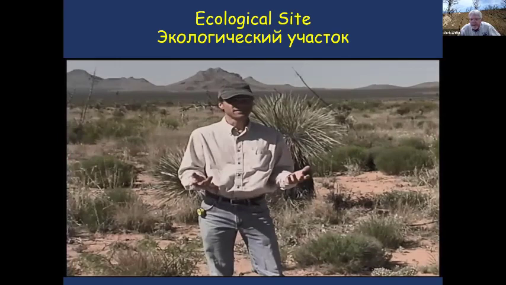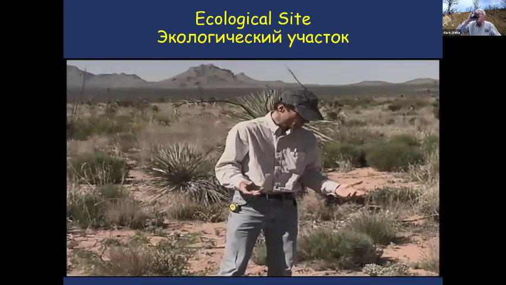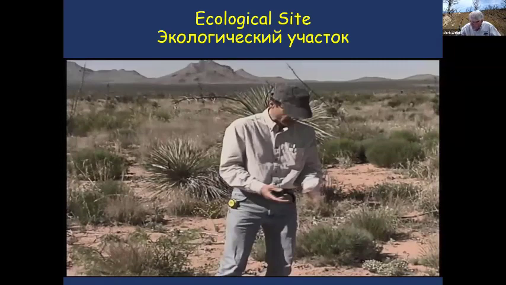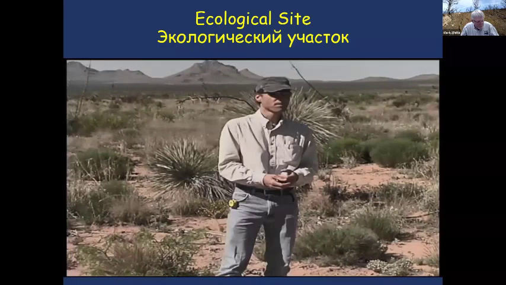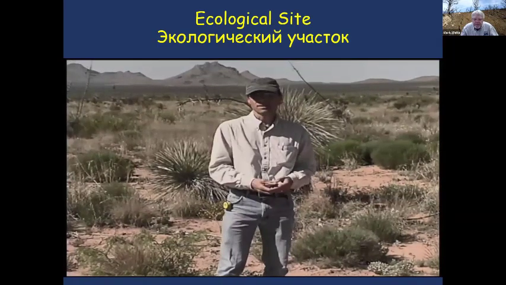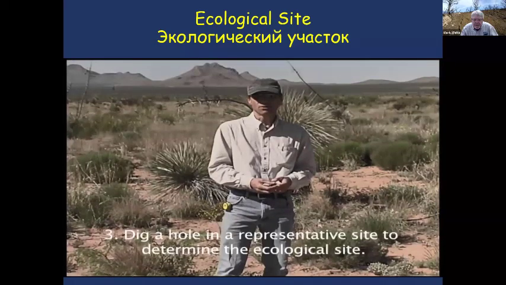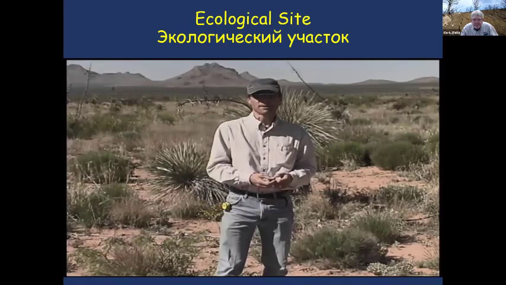Well, I won't know until I dig the hole. But looking at the soil surface, it all looks pretty sandy. This looks like we're a little bit lower in here, maybe a little bit more clay in the soil, a little bit more crusted. But basically, the soil surface looks pretty similar. So the next thing that I'm going to have to do is to dig a hole in each of these areas and determine which ecological site I'm actually on.